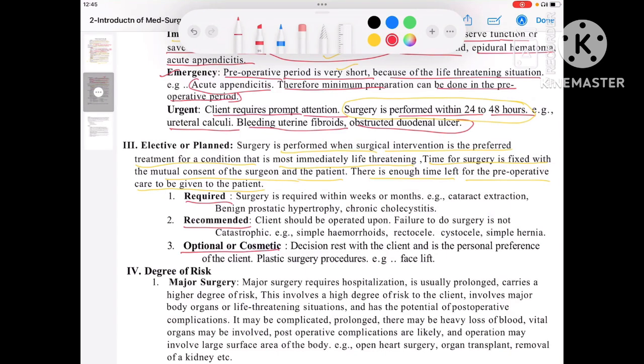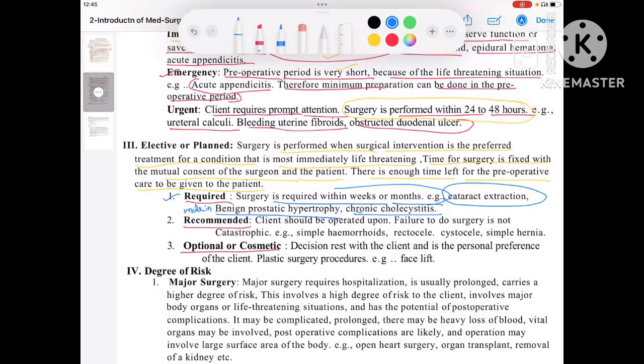So first, what is required? Required means surgery is required within weeks or months. So elective surgery also has some criteria. The surgery is required within weeks or months. Example is cataract extraction, cataract surgery, right? So that is the required surgery. Also benign prostatic hyperplasia, BPH in males, and chronic cholecystitis. So those are required within a week or month, and the surgery has to be conducted. So that is required.